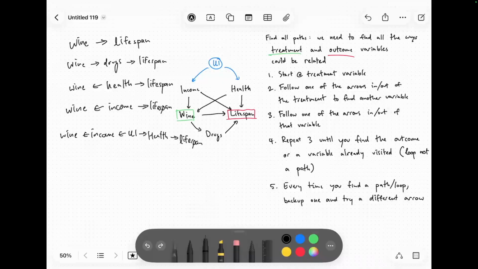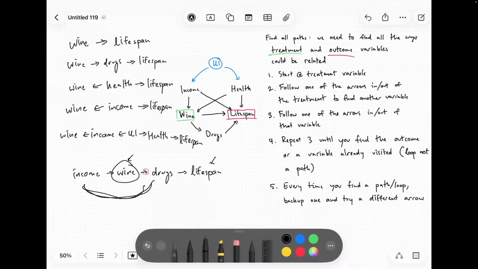So if I were to draw what you were saying, income, wine, drugs, lifespan. There's no way to orient this to be at the beginning because there's no connection between these two that don't go through your treatment or your outcome variable, right? Does that make sense?